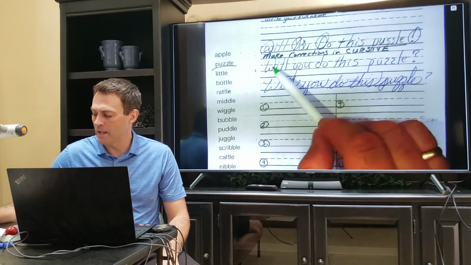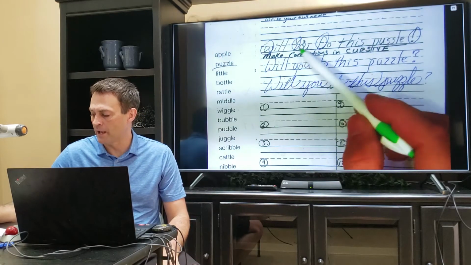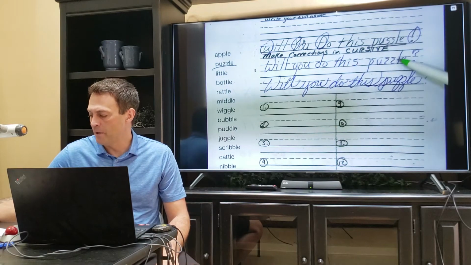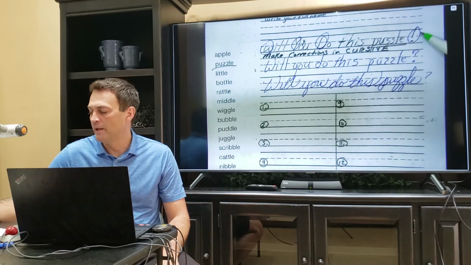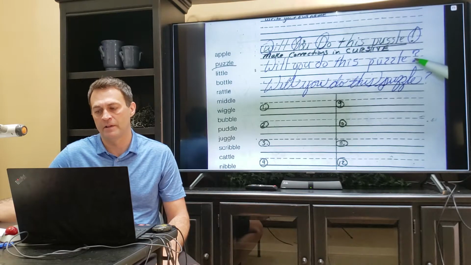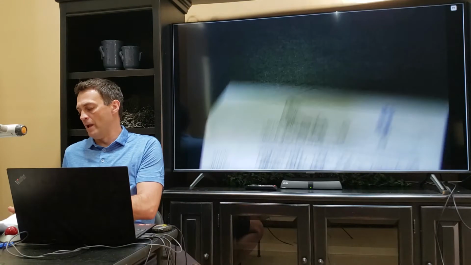W needs to be capitalized, Y needs to be lowercase, D needs to be lowercase, this is okay, puzzle is P-U-Z-Z-L-E, and then here is the question mark. You need a question mark and an exclamation point, right? All right, moving on.